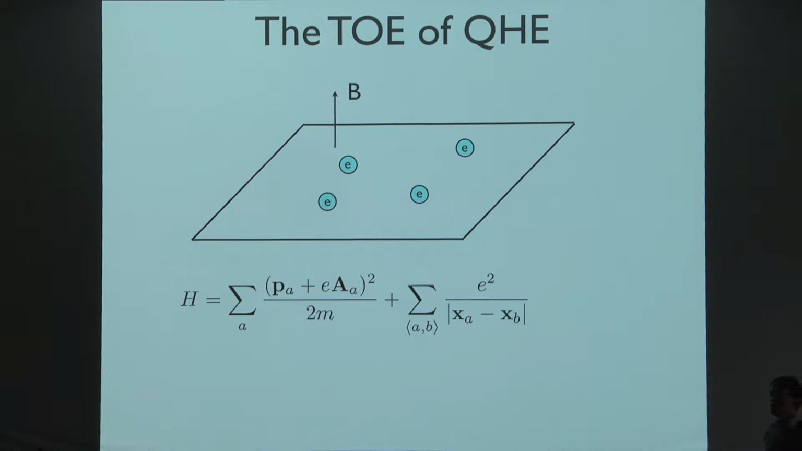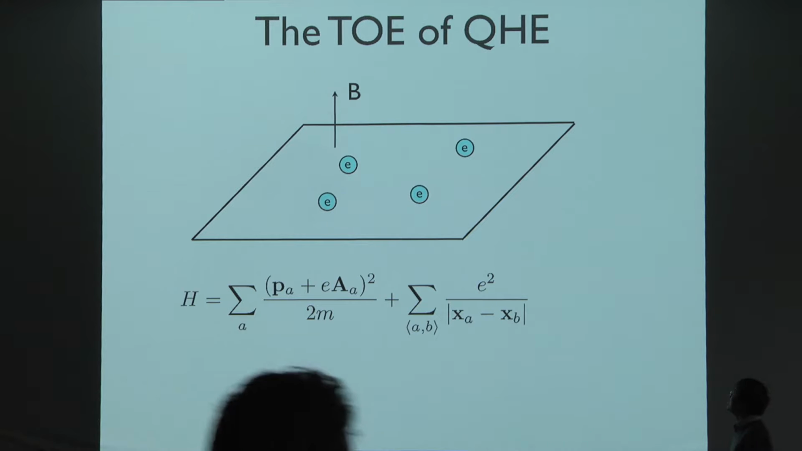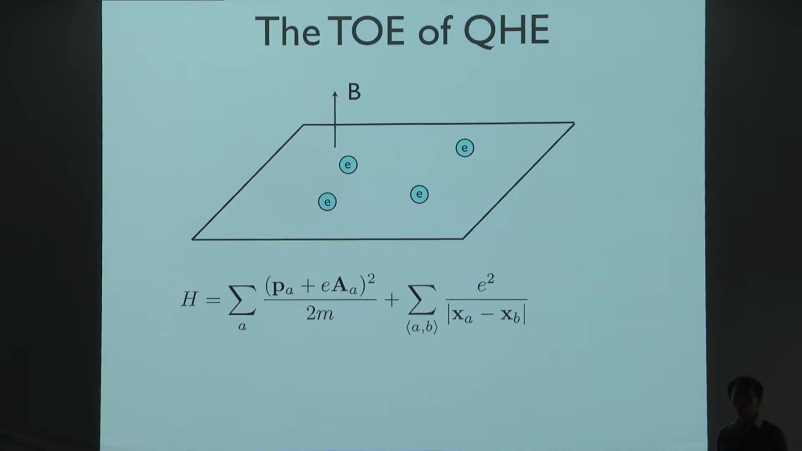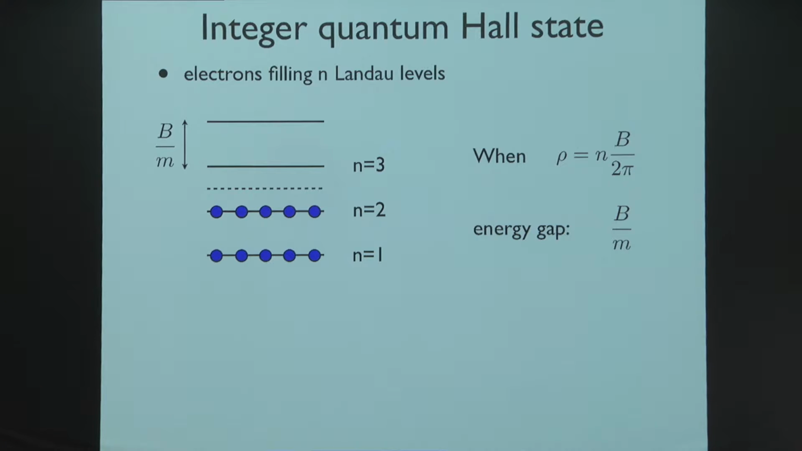So here is a cartoon of what I would call the theory of everything in the fractional quantum Hall effect. We have electrons or some charged particles moving in a magnetic field. Here I write down the Hamiltonian describing such a system in first quantized language. We have the kinetic terms of the electrons and the Coulomb interaction between the electrons. Most of the time I will absorb this factor e into the definition of the vector potential.